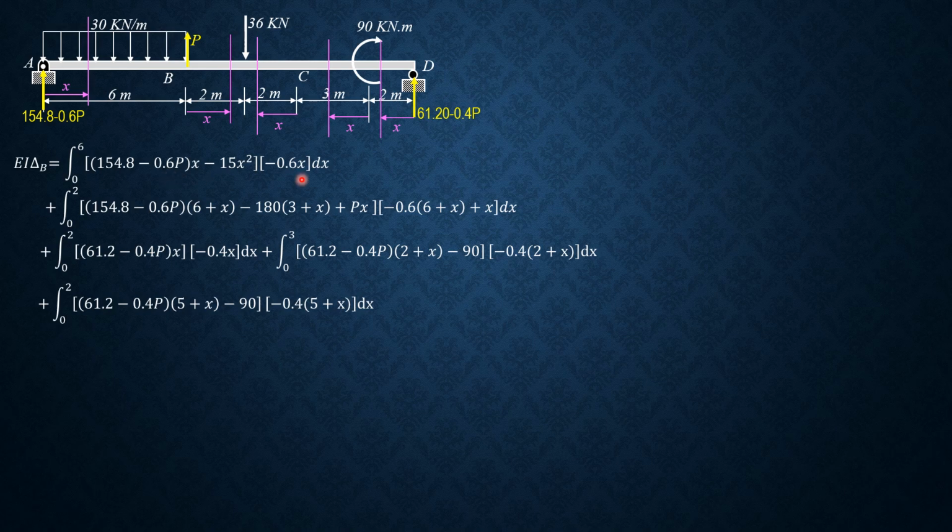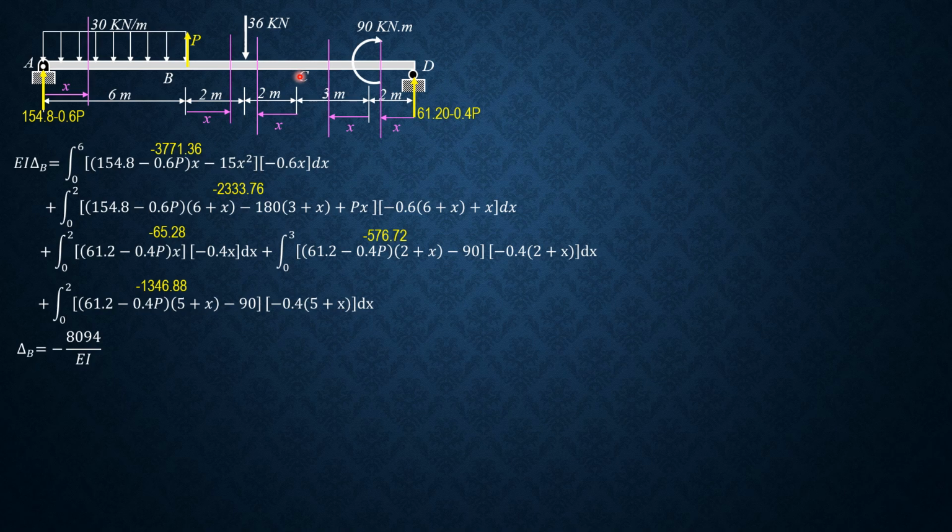So set P to 0 and evaluate using your calculator. The integral of 154.8x minus 15x squared times negative 0.6x dx is negative 3771.36. Set that to 0. Integrate: negative 2333.76. Set this to 0, so the integral of 61.2 times x times negative 0.4x dx is negative 65.28. Set this to 0, and the integral is negative 576.72. Set this to 0, and the integral is negative 1346.88. So combining these values, delta B is negative 8094 over EI.